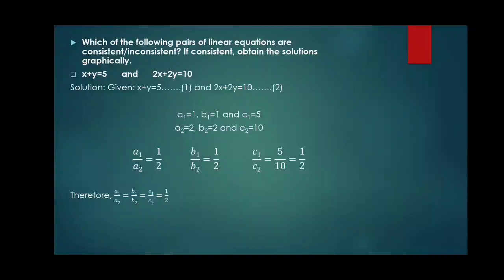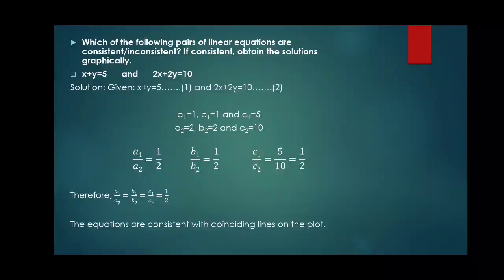When all the three ratios are equal, that means the lines of equations are coinciding and they are consistent. When you plot the graph of these lines, you will find that the lines are coinciding, so they are consistent because they have infinitely many solutions between them. Since they have infinitely many solutions, there is no need to plot the graph. If you want, you can plot the graph for this set of equations.